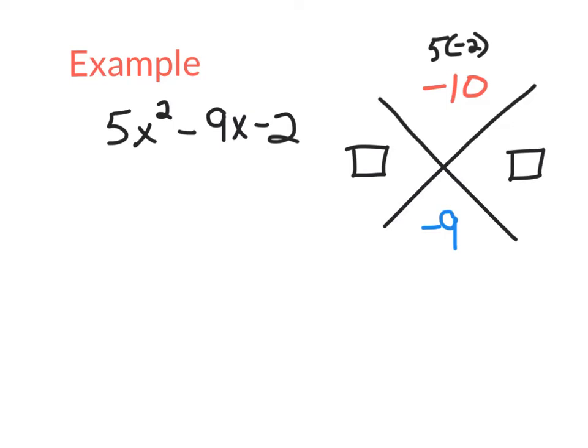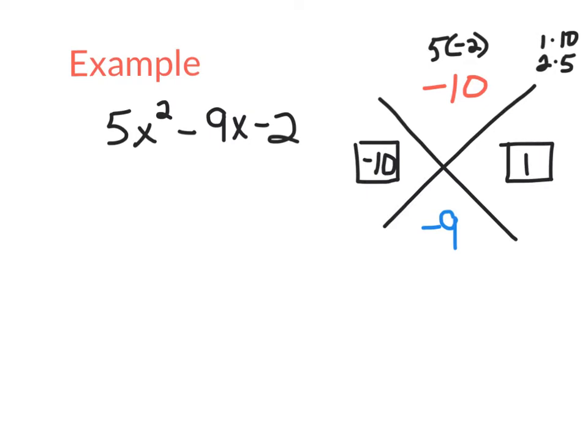Well, if you think of the factors of 10, it's really just 1 times 10 and 2 times 5. And if we need to multiply 2 of these to get a negative number, then one of them has to be negative. And if the sum has to be negative, then the larger number has to be negative. So we're going to use 1 times 10, and we're going to make 10 negative and the 1 positive. So let's go ahead and write those answers in there. That's going to be negative 10 and 1.